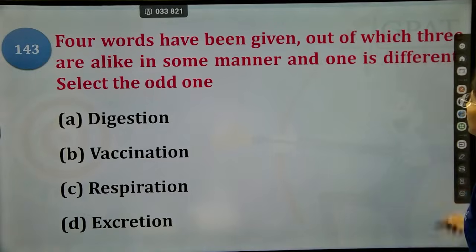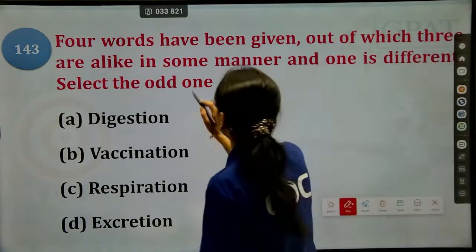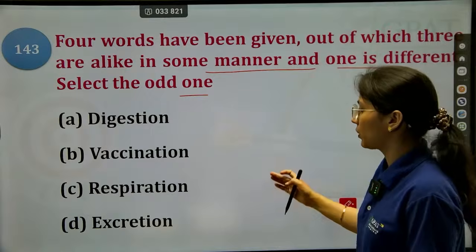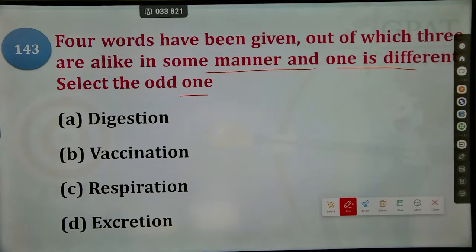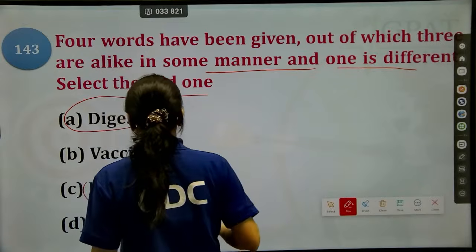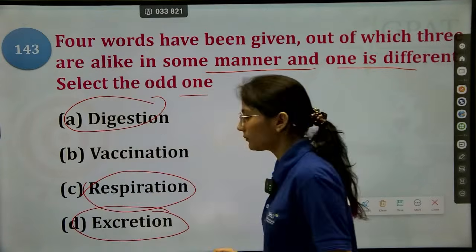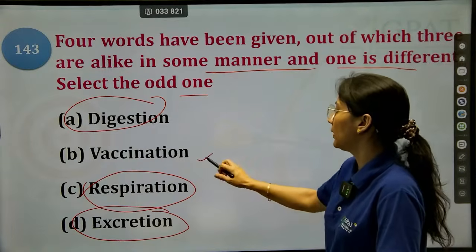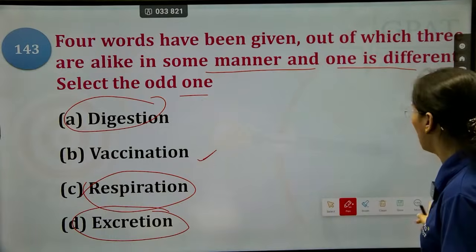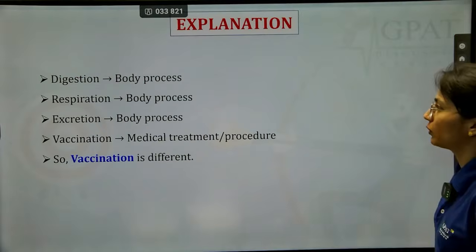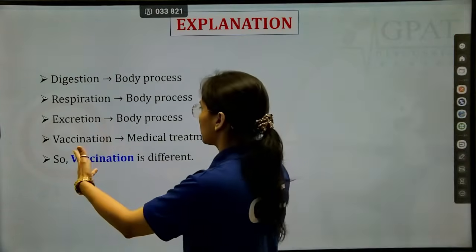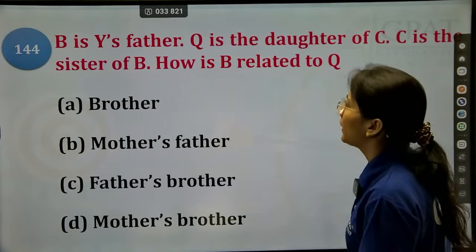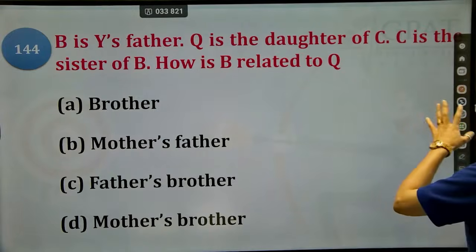Now four words have been given, out of which three are alike in some manner and one is different. So we have to find the odd one: digestion, vaccination, respiration, excretion. All three, digestion, respiration and excretion, are related to the body. Vaccination is different from the other three words. Digestion, respiration, excretion are body processes, but vaccination is a medical treatment, a procedure. Vaccination is different.